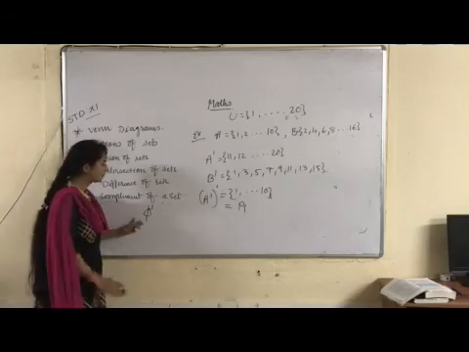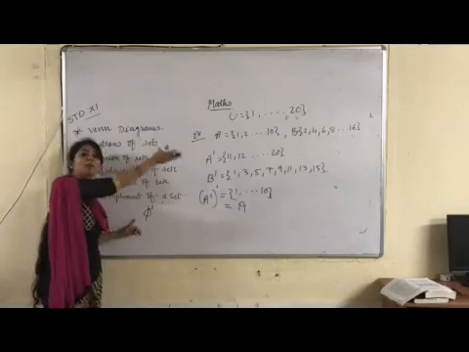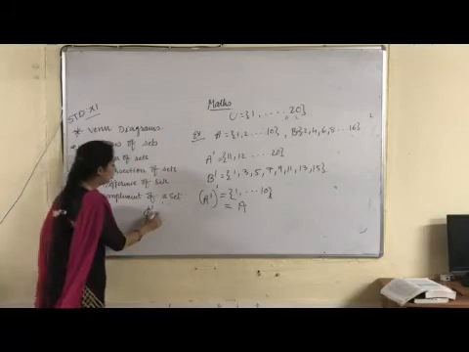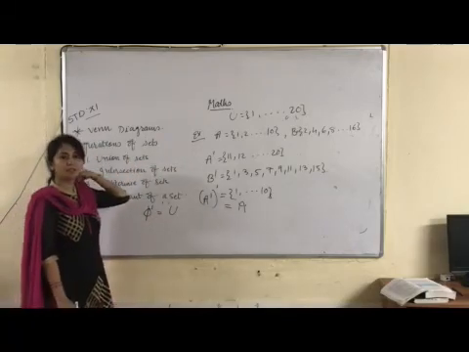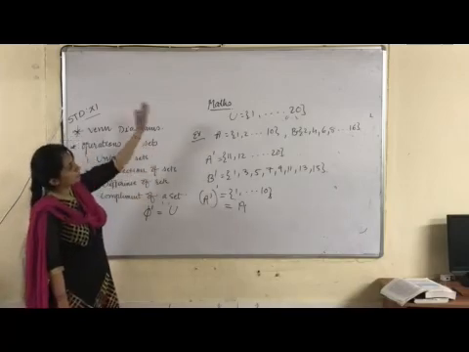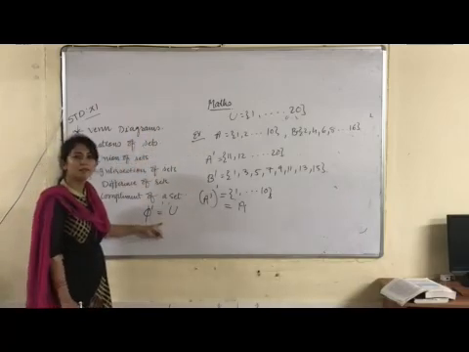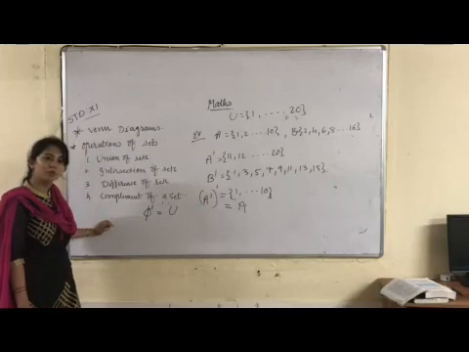Then the next property of a complement is, suppose phi dash. Phi means an empty set and its complement means the whole universal set, and U dash means all elements and its complement, so it will be phi. So these are the properties of complement.